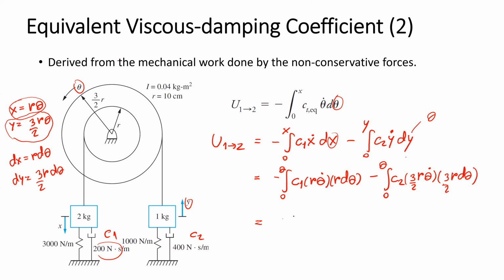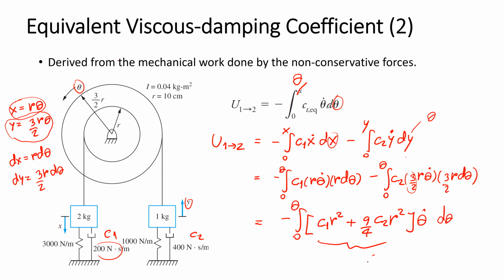Finally, the total integral is going to be c1 r square plus 9/4 c2 r square times theta dot d theta, and this is the torsional damping coefficient equivalent.